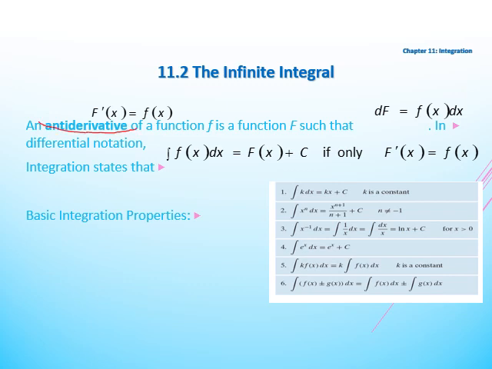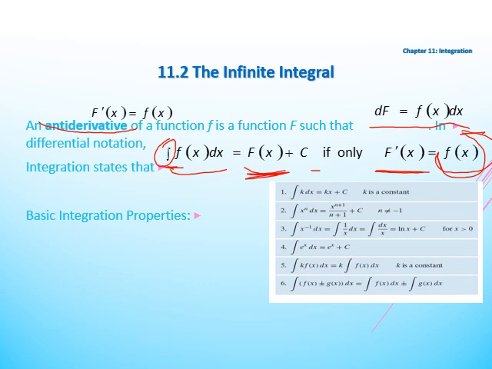The antiderivative of a function f is a function capital F such that the differentiation of F is equal to f of x dx. And the integration states that here, this is the integral sign, integral of f(x) dx equal to the same value with a constant. So if we have a differentiation for any function, we can get the original function by integrating, getting the main function and adding a constant.